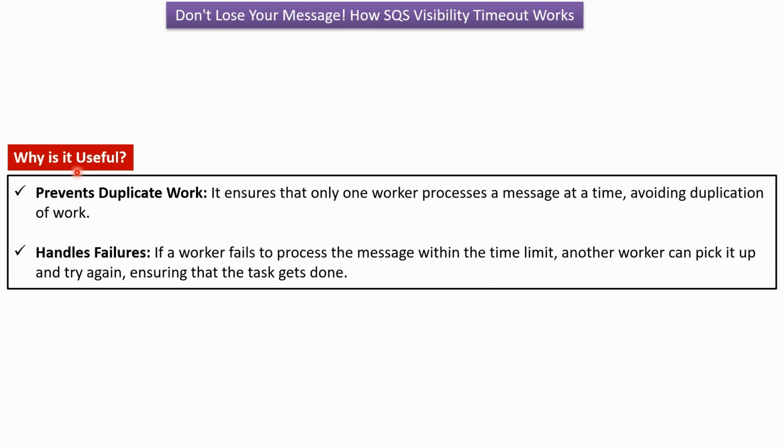Why is visibility timeout useful? First point is it prevents duplicate work. Visibility timeout ensures that only one worker processes the message at a time and it avoids duplication of work. The second point is it handles failures. If the worker fails to process the message within the time limit, then another worker can pick up the message and try again, which ensures the task gets done.